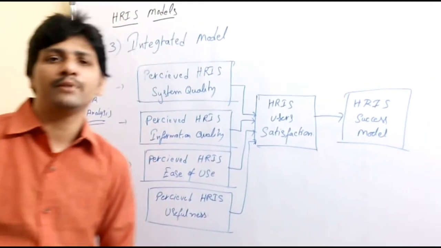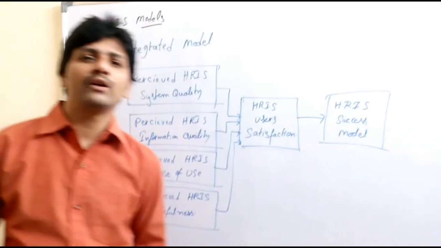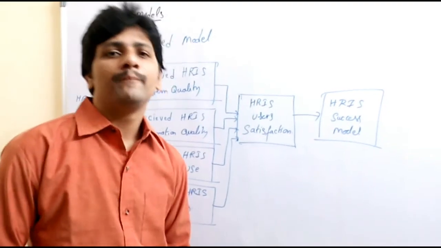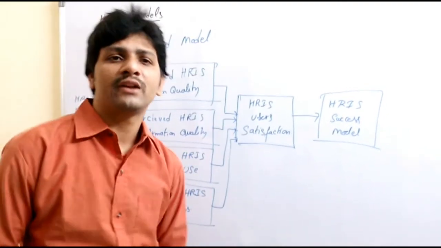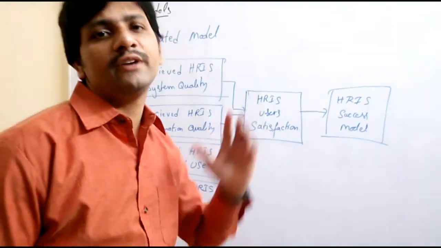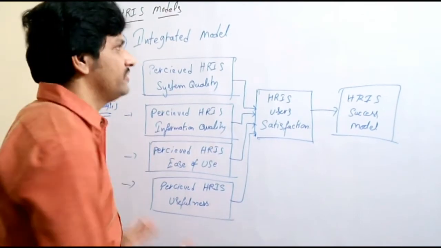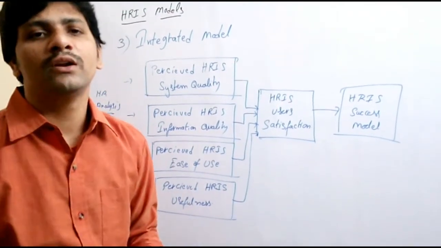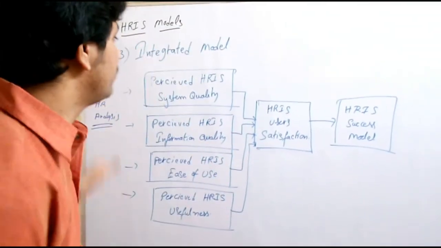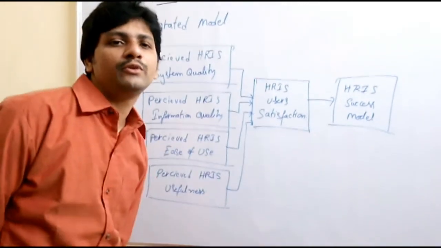So we understood three different models: the first model, the basic input output HRIS model, next the HRIS adoption model, and here we understand the integrated model. Integrated model or successful model, we can call it anything. All these things are put into a single unit. Okay, so this is about the integrated model.